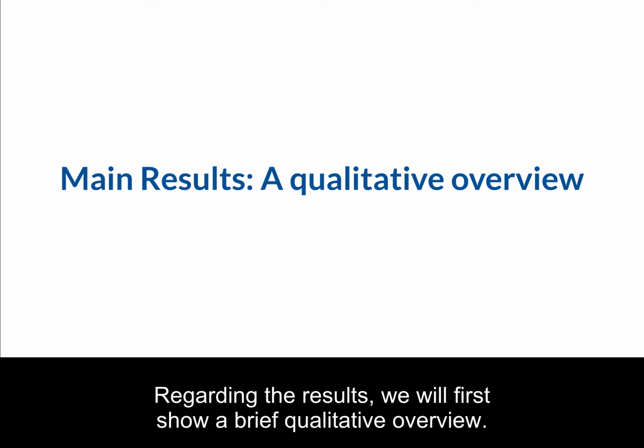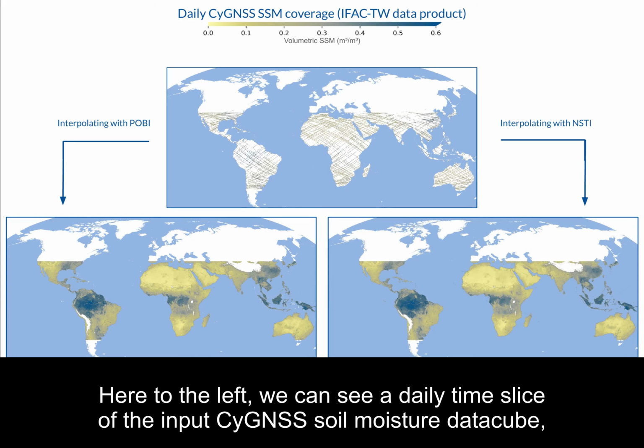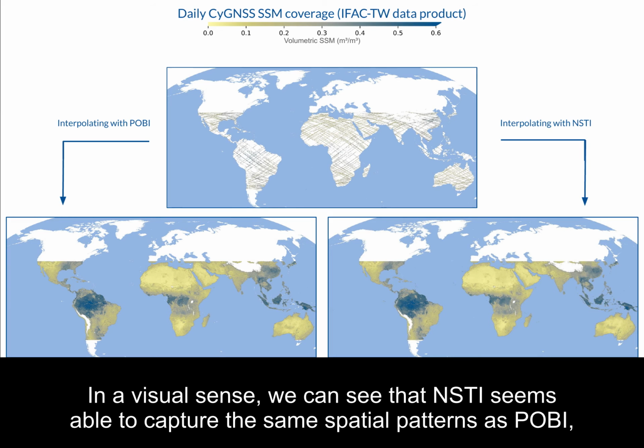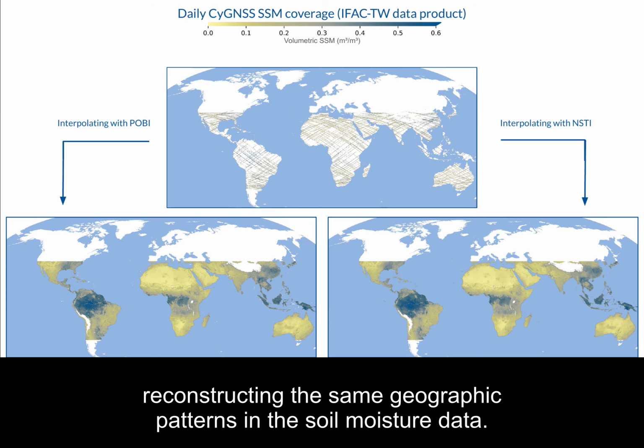Regarding the results, we will first show a brief qualitative overview. Here to the left, we can see a daily time slice of the input Cygnus soil moisture data cube interpolated with the trained POBI model, and to the right, the same time slice was interpolated with NSTI. In a visual sense, we can see that NSTI seems able to capture the same spatial patterns as POBI, reconstructing the same geographic patterns in the soil moisture data.